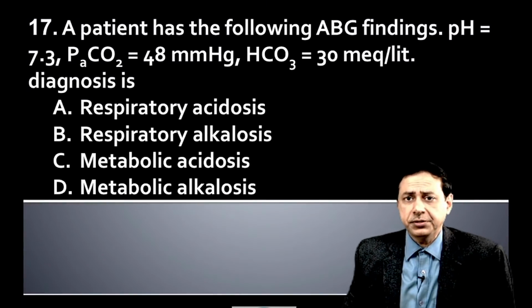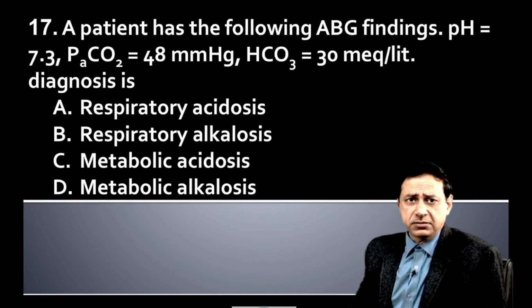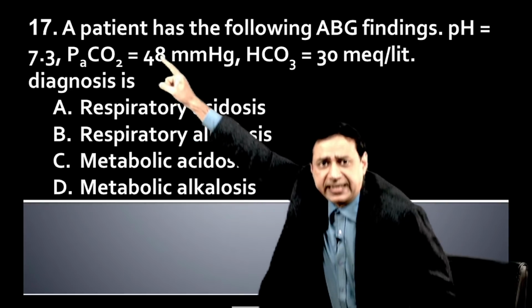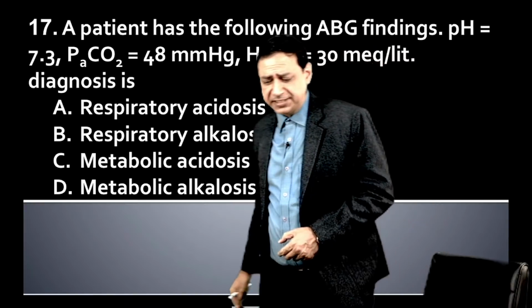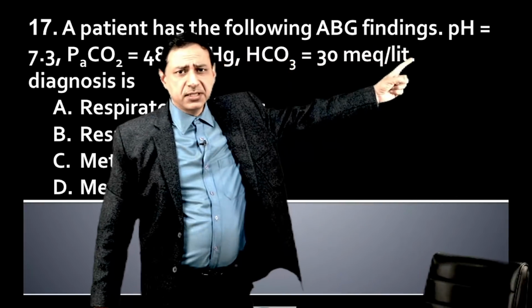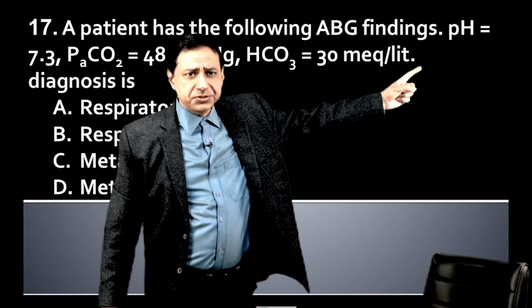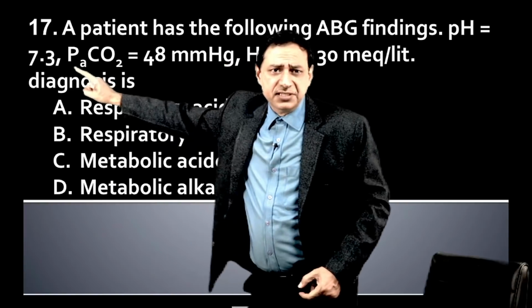See this question on acid-base balance, a simple question. A patient has the following ABG findings. What are those findings? The pH is, how much is the pH? The pH is 7.3.